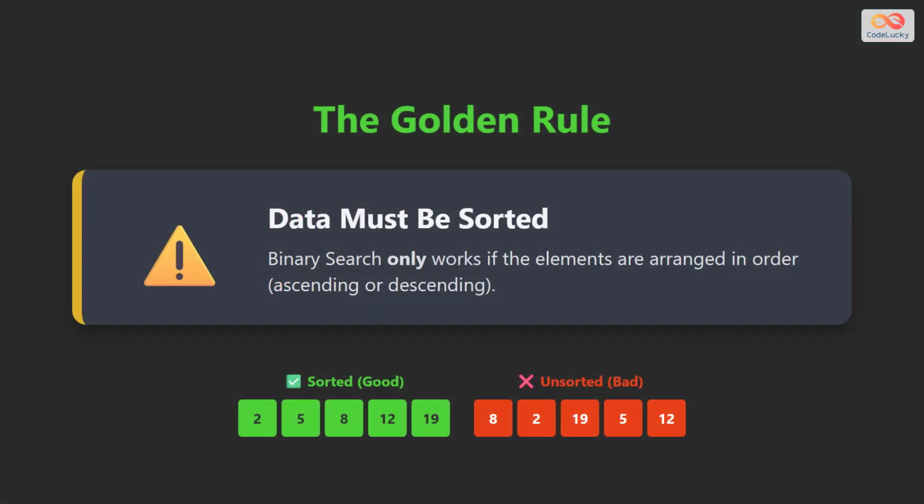This is the most important rule for today. Binary search only works if your data is sorted. That means the numbers must be arranged from smallest to largest or largest to smallest. If your list is a scrambled mess, you cannot use this technique.